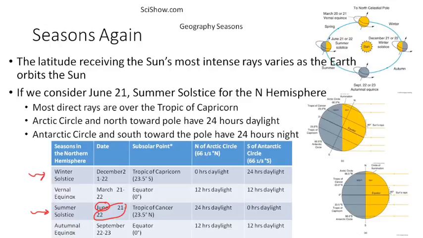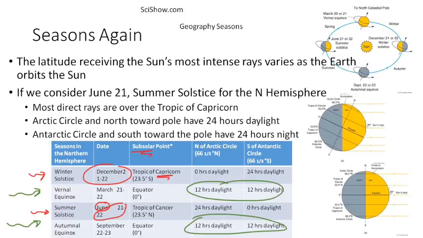Six months later, we have our winter solstice. That's December. If you can't remember the date, tell me December 21st through the 23rd. At that point, the subpolar point, which is where the rays are most intense, is over the Tropic of Capricorn. And then we have our two equinoxes. The big thing there is we have equal hours of daylight and nighttime for both equinoxes. And you can hopefully know that we get our spring equinox in March, and our autumnal equinox in September.